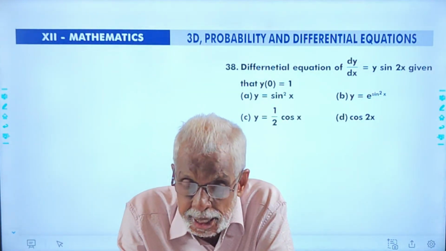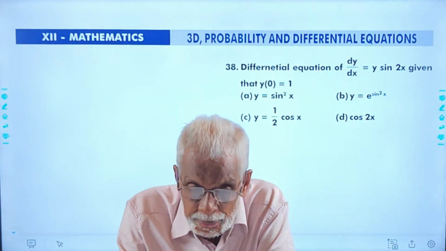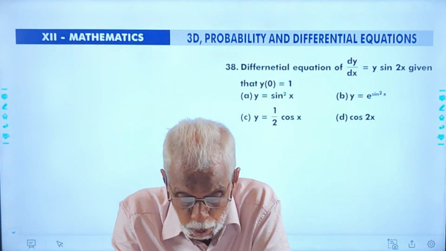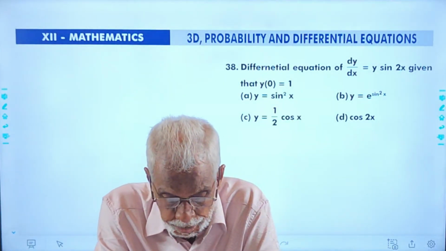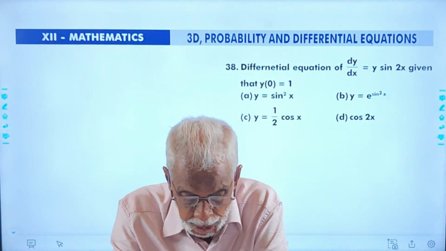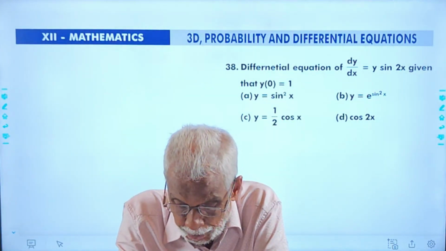What is given? When x is equal to 0, then y is equal to 1. Putting x is equal to 0 and y is equal to 1, we get log 1 is equal to minus 1 by 2 plus c, because cos 0 is equal to 1. Hence c is equal to 1 by 2. Then log y is equal to minus 1 by 2 cos 2x plus 1 by 2.